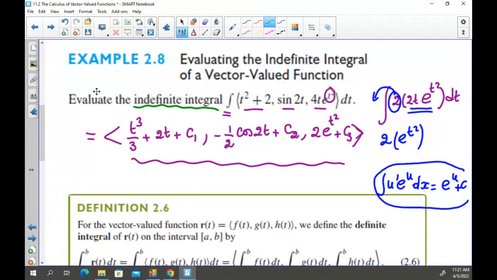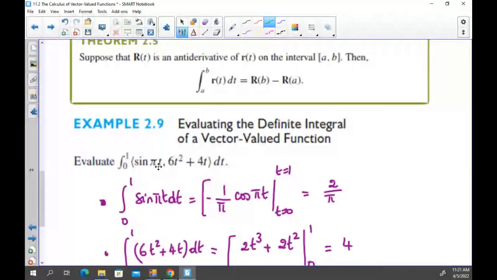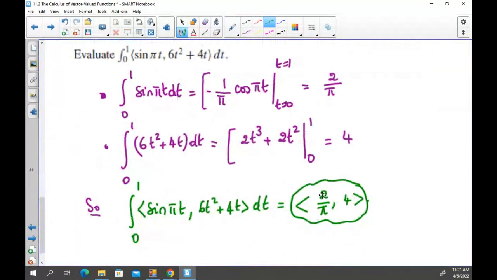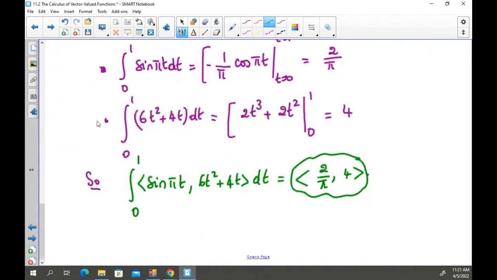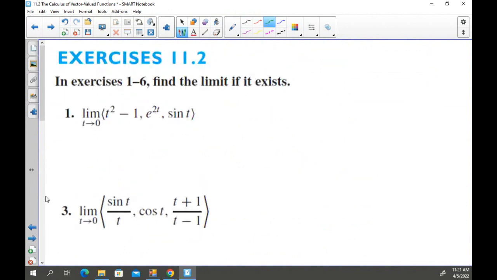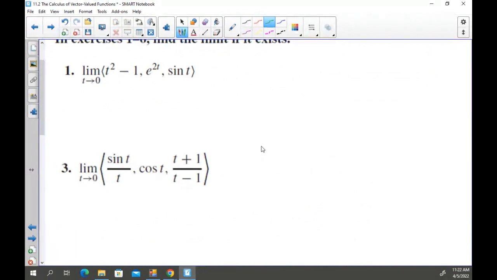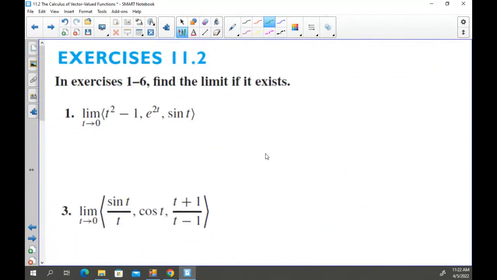Yeah, without boundaries. Indefinite is without the boundaries, so it's going to be a function of the variable, whatever it is. Here it's t, so it's a function of the variable t. Whereas a definite integral here is a vector. It's actually a value of a given vector. So you can find the limit of a vector valued function, and so on. After that, it's very simple.